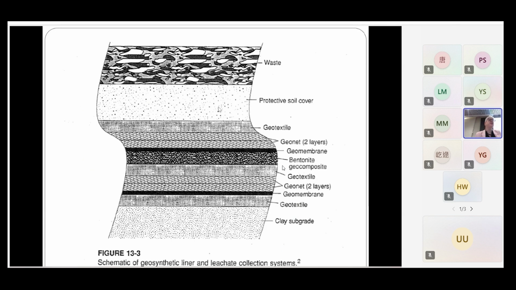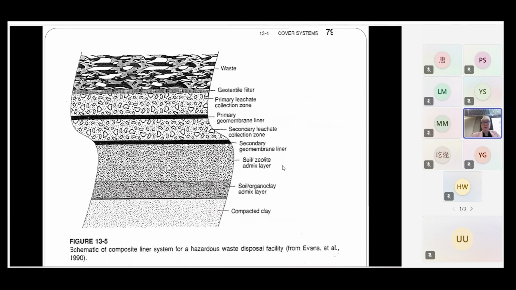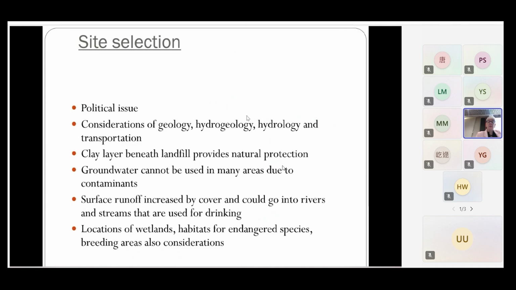Many different countries have all sorts of different rules. Europe has different rules from North America and so on. You can put all sorts of different combinations of geomembranes, geotextiles, various types of collection systems, and clay layers underneath. Basically you have to follow the regulations in the particular region that you're in. As I mentioned, all different combinations are possible depending on where you are.